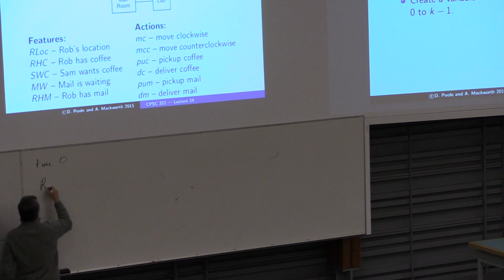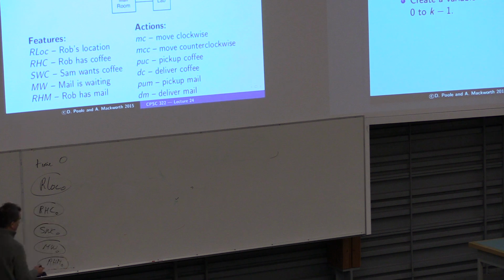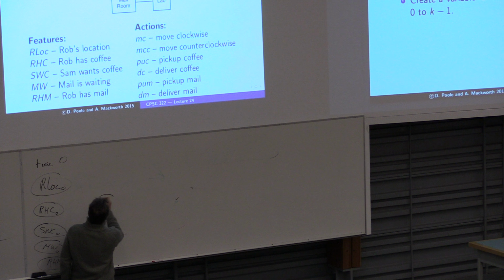There's the robot location. There's a variable for robot has coffee. I'm going to write it at time 0. There's Sam wants coffee at time 0. There is mail waiting at time 0. And there's robot has mail at time 0. So these are all my variables at time 0. And then there's an action at time 0.